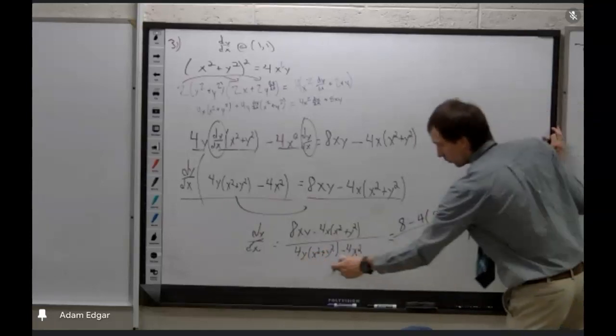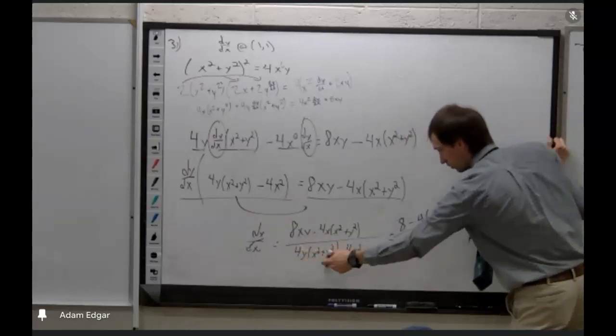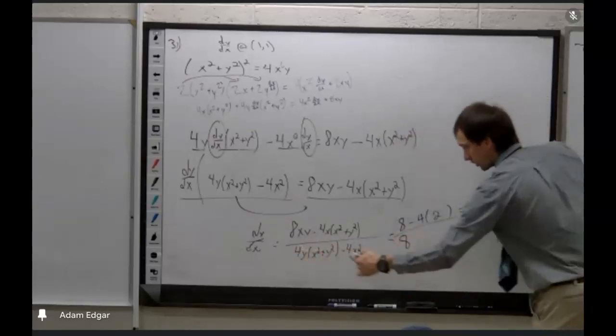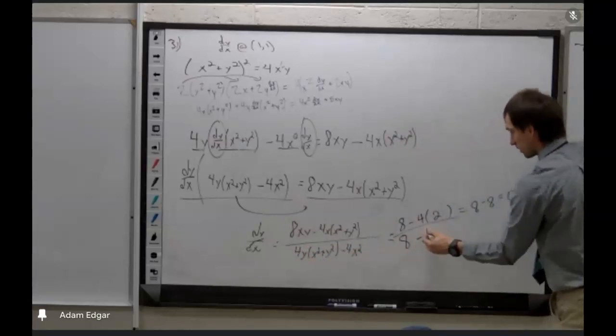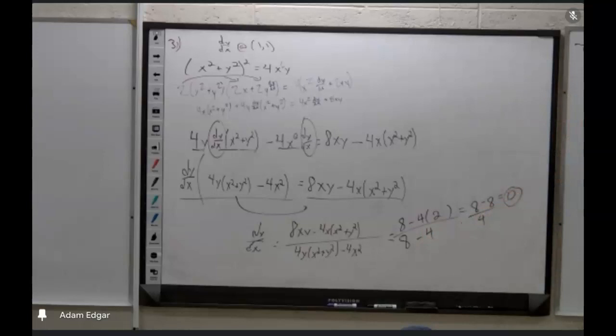So what's 1 plus 1? What's 4 times 1 times 2? What's 4 times 1 squared? Okay. So then the derivative would be undefined. So you get to do all that work just to find out the derivative doesn't really exist.